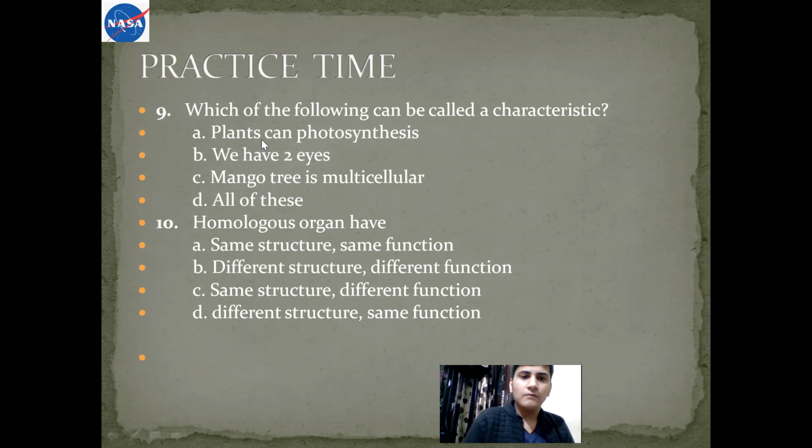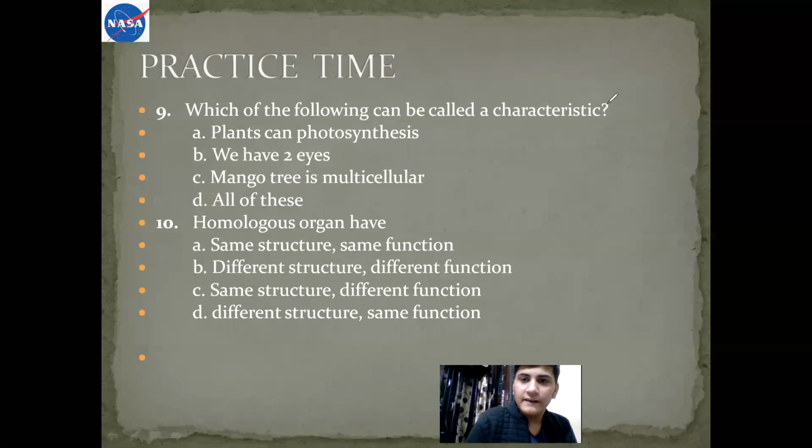Which of the following can be called a characteristic? Plants can photosynthesize, we have two eyes, mango trees, multicellular, all of this. What is the answer from here? All of these will be the answer, because these are all adjectives telling about things and persons. Okay.